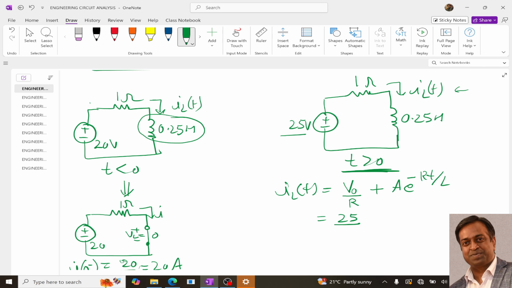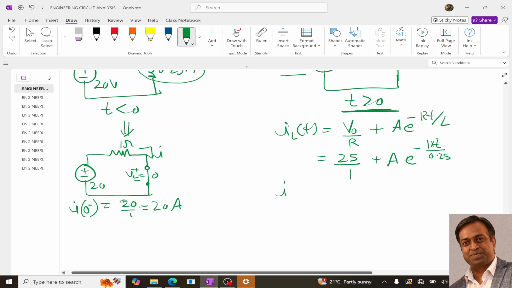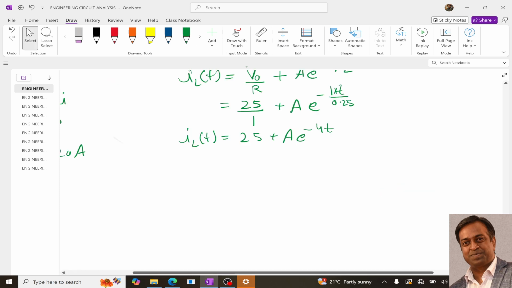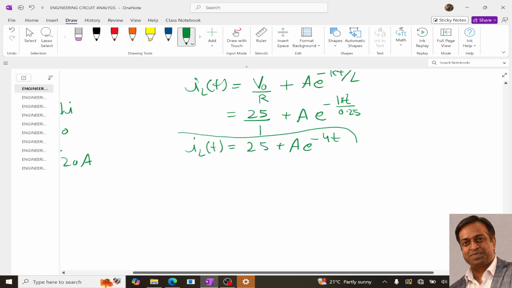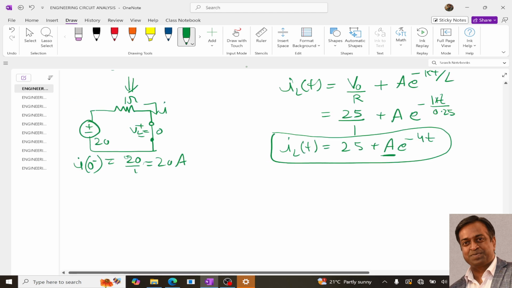So 25 upon R is 1 plus a e power minus R upon L t, and R upon L is 0.25... so it means we can rewrite this as i_L(t) equals 25 plus a e power minus 4t. Now over here we need to determine the value of this constant a. So the value of this constant a can be determined with this.